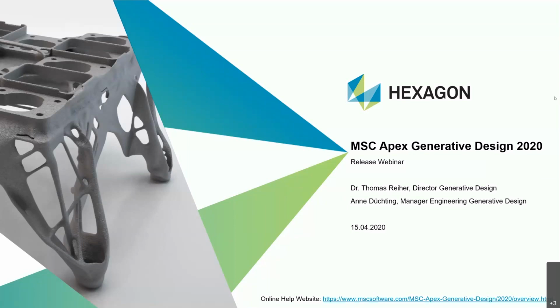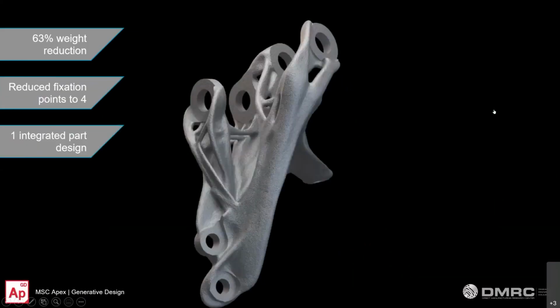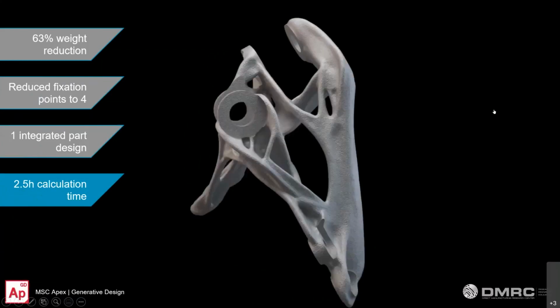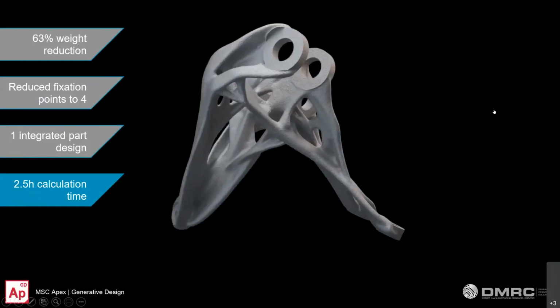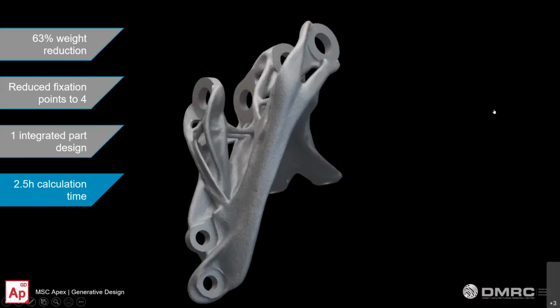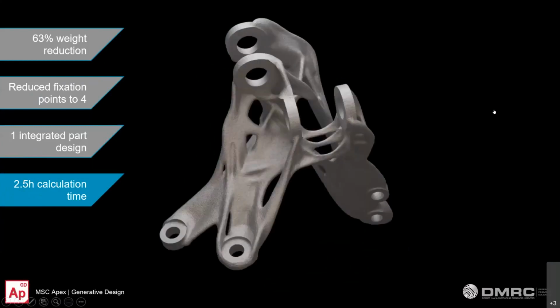So let us start. What you can see here is a nice video of a simple part that we have generated with MSC Apex Generative Design. It is a very simple bracket that looks very organic shaped. This is a bracket from an aerospace plane, and we have done an optimization on it. Beforehand, it was made of two different sheet-like metal parts that were milled and then attached to each other and then to the primary structure.